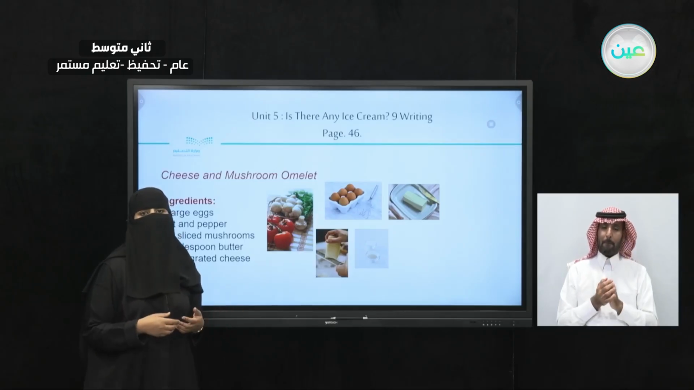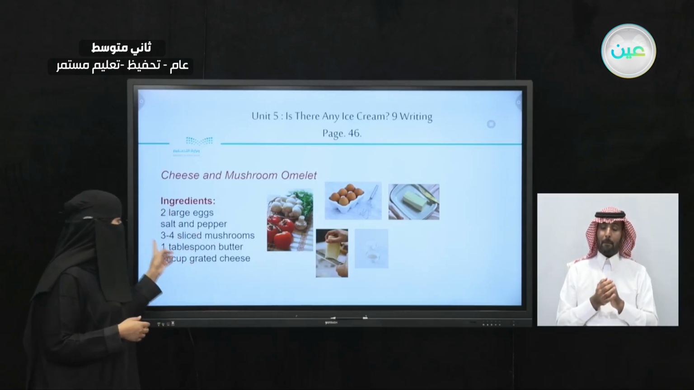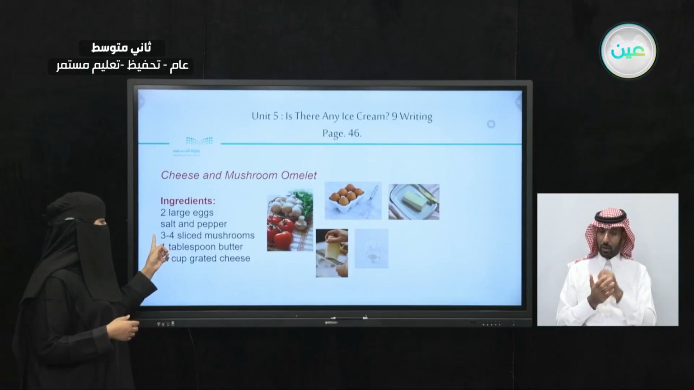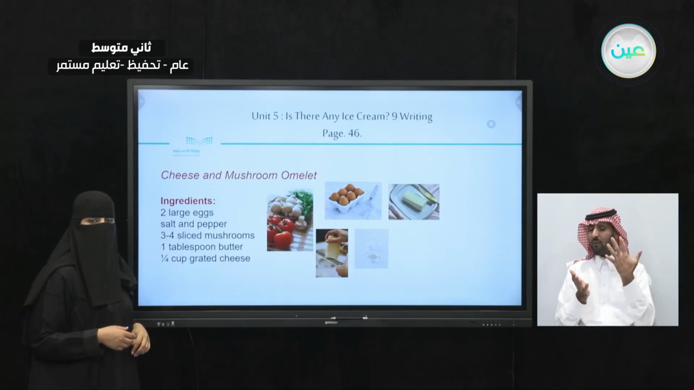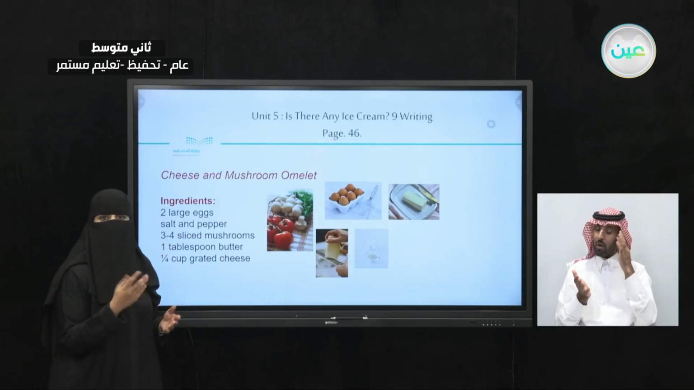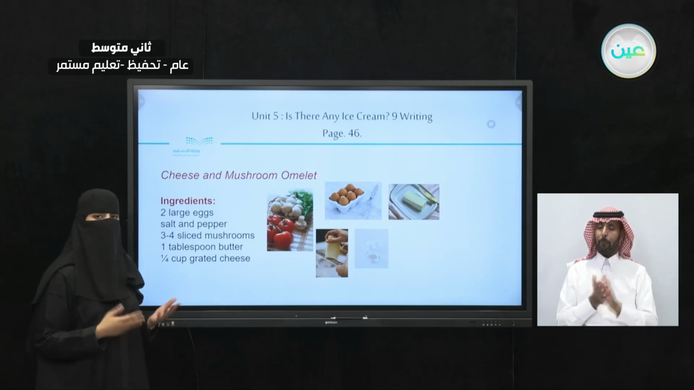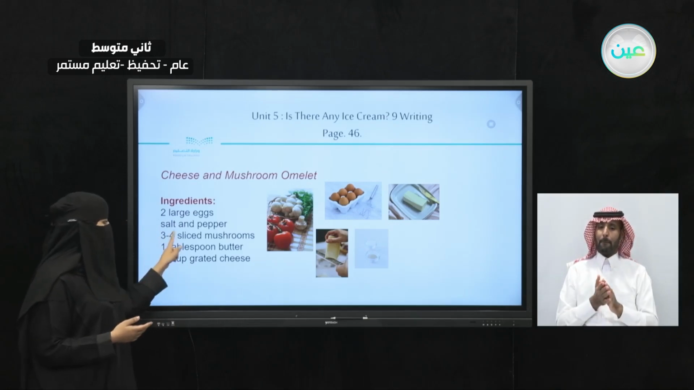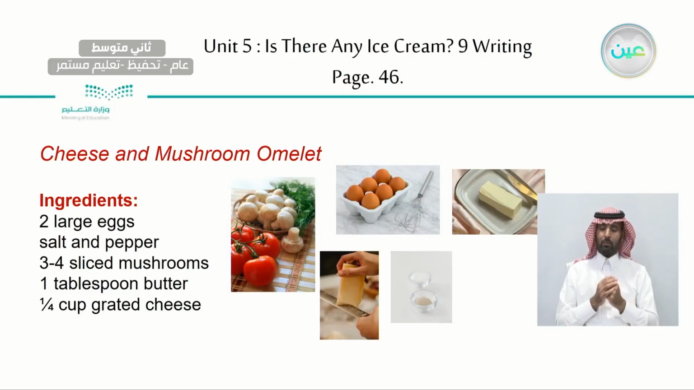Now, for example, if we found a recipe and here we have 2 to 5 slices, does that mean it's wrong to have 3? No, it's not. It's correct. From 3 to 4 slices of mushroom, anything in between is also correct for the recipe.